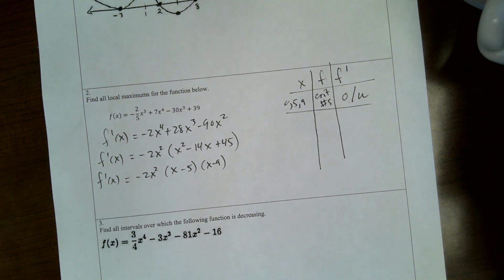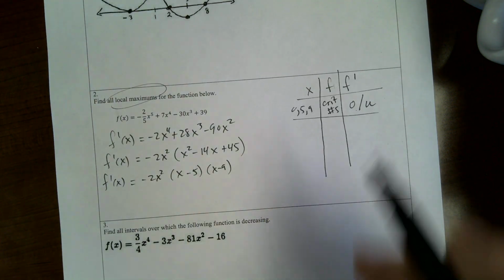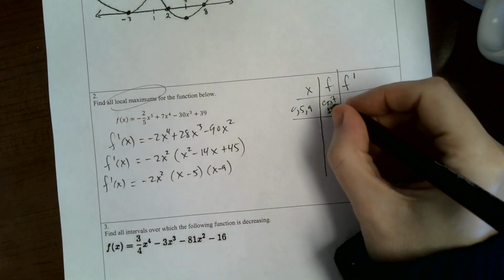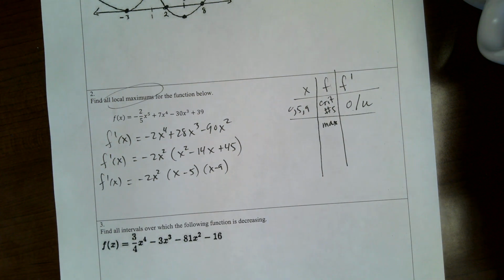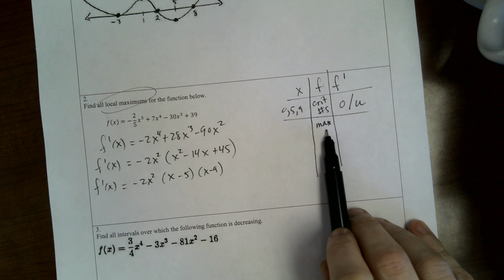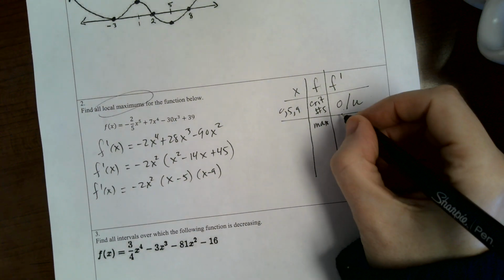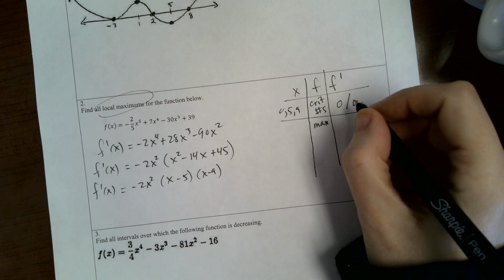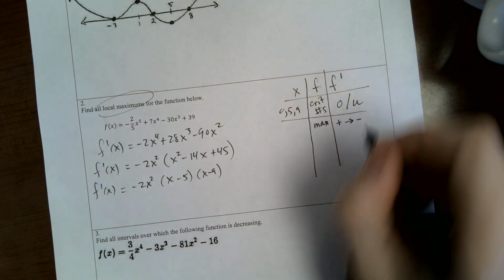Okay. Now, what am I looking for? I'm looking for local maximums. So a local max on f. So let me put max right there. Okay. What's going to be true if f has a max? F prime is going to have to change. It's going to have a sign change, and specifically, it has to go from positive to negative.